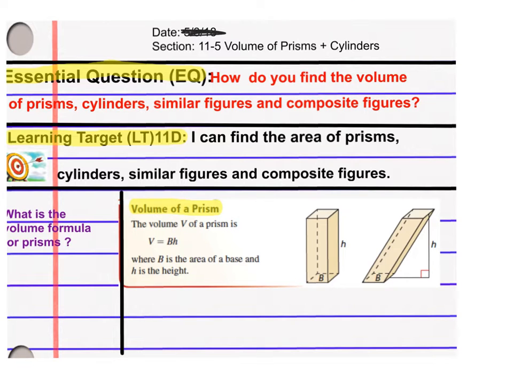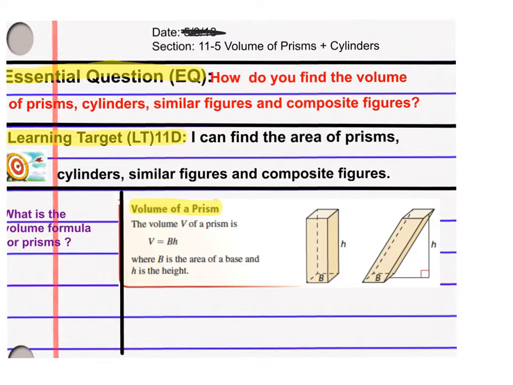This is Miss Trango. We're on section 11.5, volume of prisms and cylinders. So we're switching gears after 11.4, which was visualizing and representing the solids, and now we're getting into more computations and calculations, what a lot of people think of as more traditional math skills. Not that they both aren't.